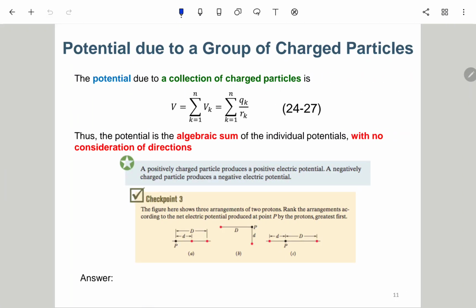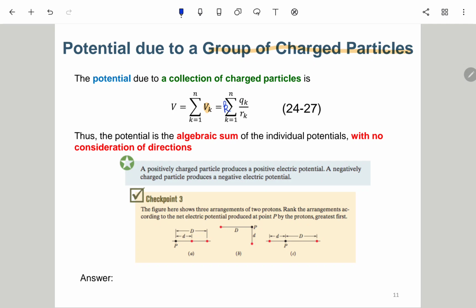Okay, so here if we have a group of charged particles, which means more than one, then we can try to compute the potential one by one and then add them together. And this time the potential is a scalar, so in that case we don't need to do the vector sum. We don't need to decompose all the vectors into x, y components and then add the components together. Here it's just a scalar, so we can just add all the scalars together.